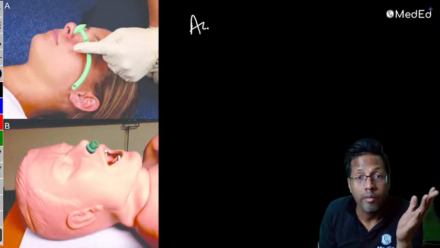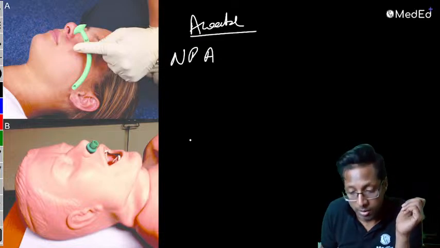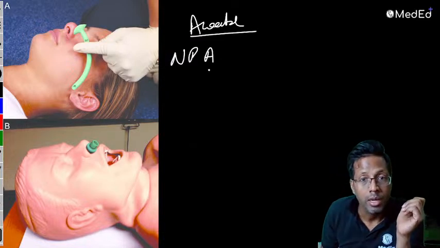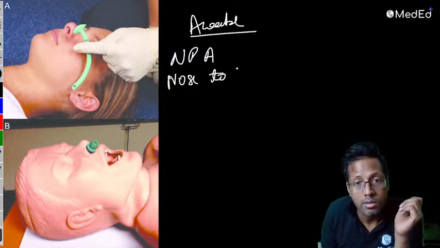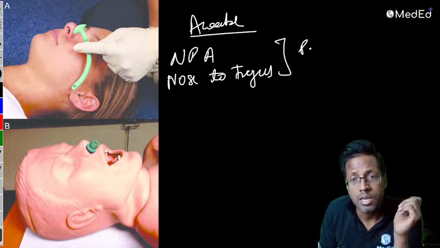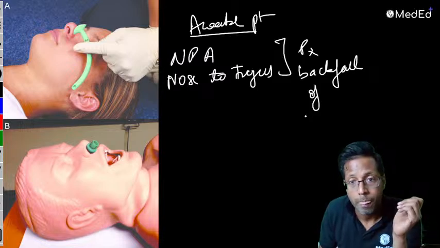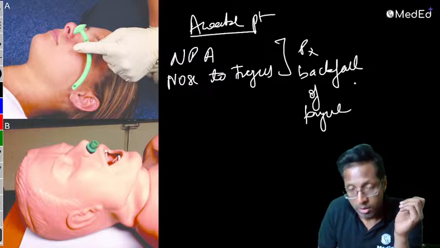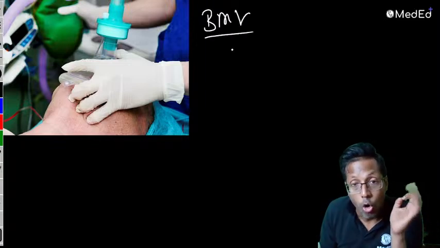That is why in an awake patient, the next device becomes useful, which is called a nasopharyngeal airway. This is NPA, and the size is from the tip of the nose to the tragus. This also does the same thing. It prevents the backfall of tongue. But the advantage is you can use it in an awake patient. Okay? This is what is called bag mask ventilation.